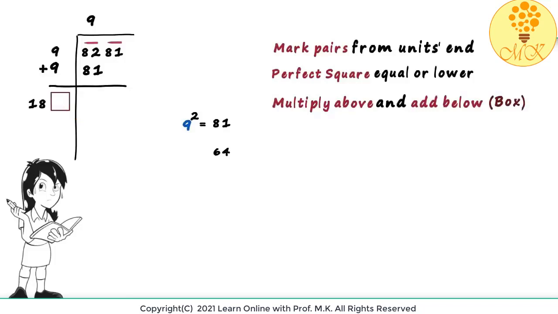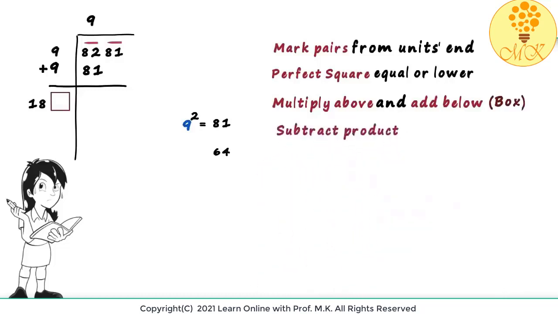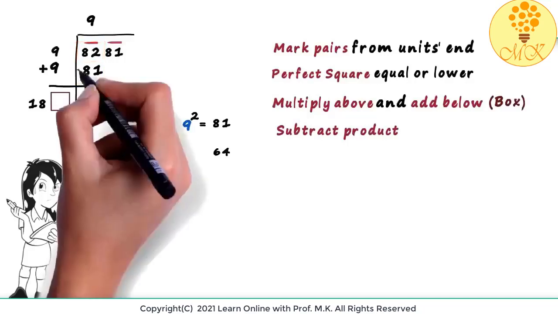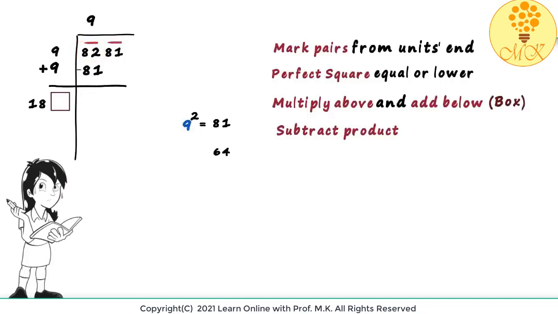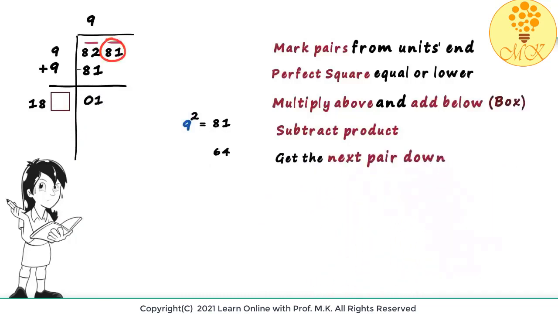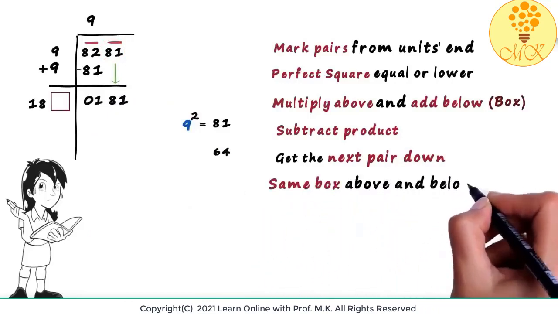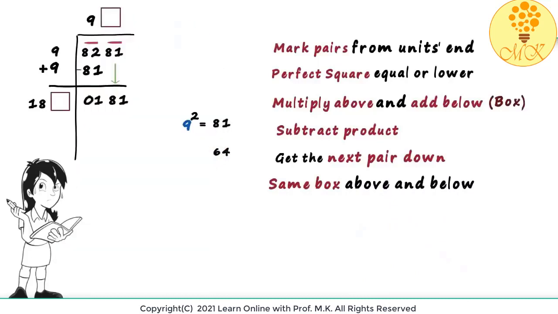The next 3 steps are super simple. We just subtract the product from the number above it. The product we got was 81. The number above it is 82. We subtract 81 from 82 and get 1. And then we get the next pair down. The next pair is 81, so we write it next to 1. Then we draw the same box above and below. Above, we draw it next to 9, and below, we draw it under the original box.